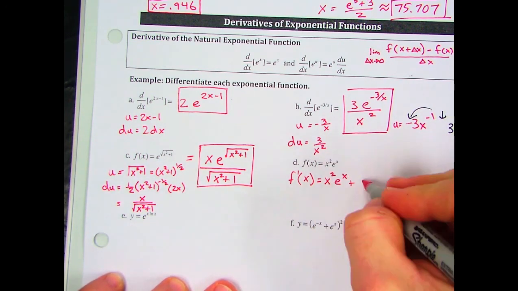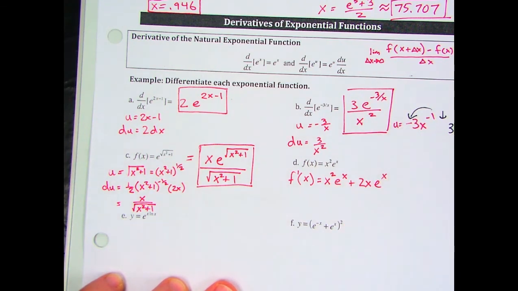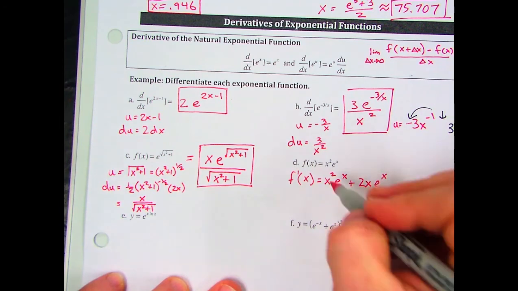plus the derivative of the first function times the second function. So it's just, and there you go. You're done. You could factor out your e to the x, or we could not.